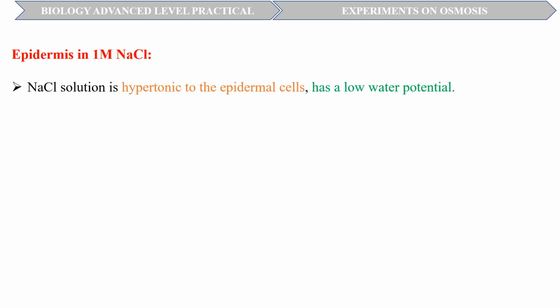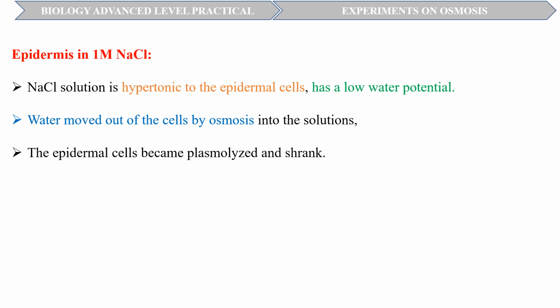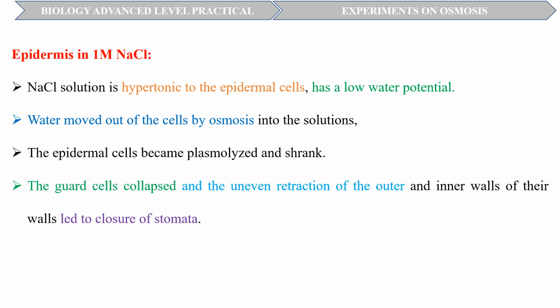For the epidermis in 1 molar sodium chloride solution, this solution is hypertonic to the epidermal cells. That is, it has a low water potential. Water moved out of the cells by osmosis into the solution. The epidermal cells became plasmolyzed and shrank. As for the guard cells, they collapsed, and the uneven retraction of outer and inner walls led to closure of stomata.